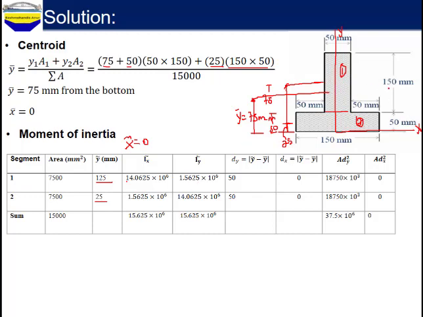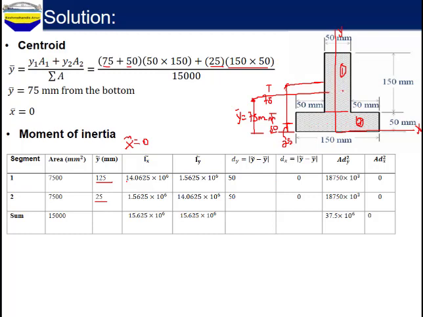b h cubed over 12, b is 50 and h is 150. So for shape 2, b is 50 and h is 150, so 50 cubed times 150 divided by 12 we calculate, then we add them. I tilde y means the moment of inertia of shape 1 and shape 2 about the y axis.